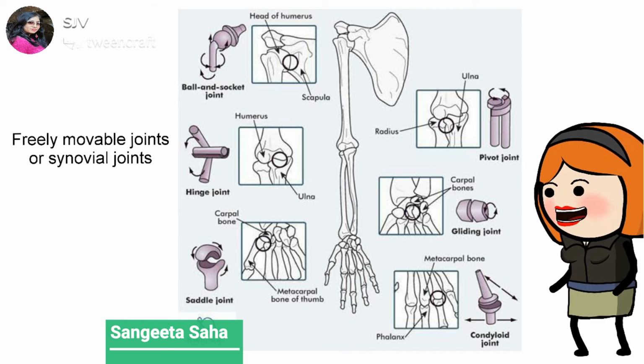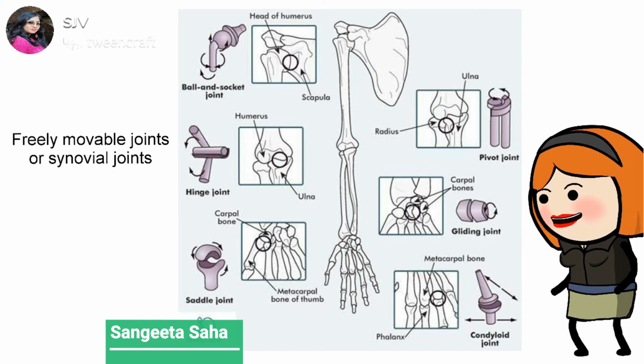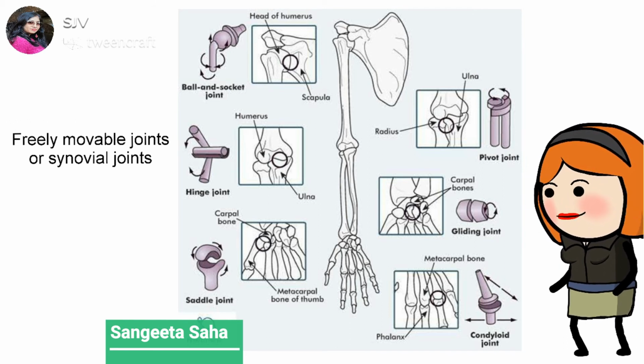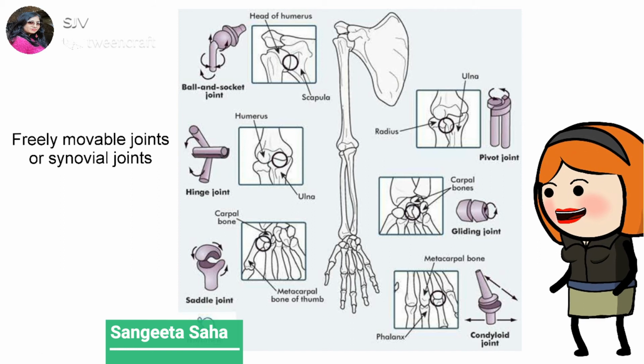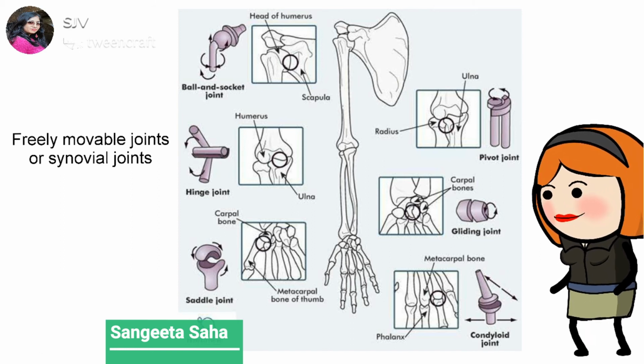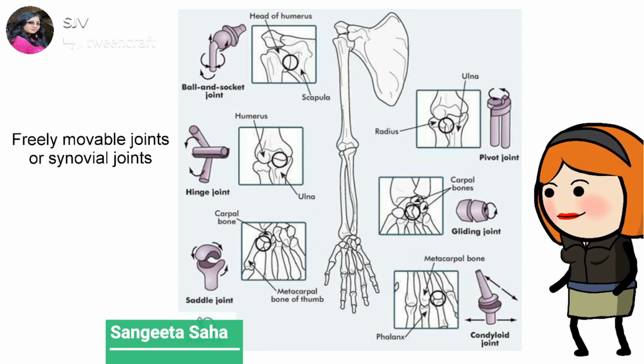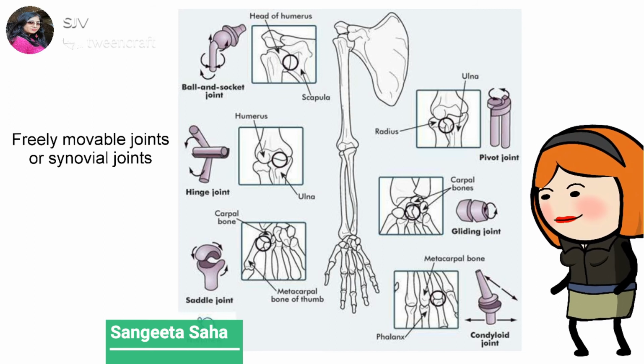The fourth type of synovial joint is the gliding joint or the plane joint, and in this type, two flat surfaces of bone glide on each other. The joints between the carpal bones and between the tarsal bones are the examples of gliding joints.